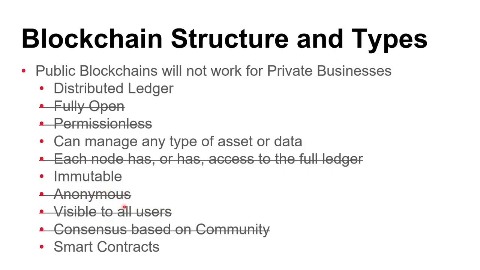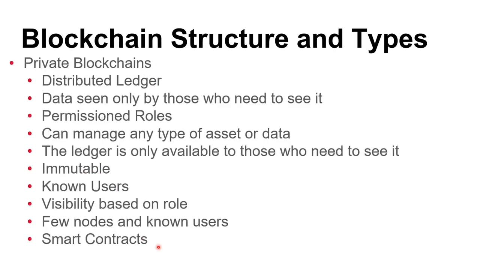Most likely we don't want that. We don't want the visibility to all users, and we don't need consensus of the community. We do want a distributed ledger, managing any type of asset or data, immutability, and smart contracts. So private blockchains have the distributed ledger, and data in this case can only be seen by those who need to see it. So there are permissions in a private blockchain.